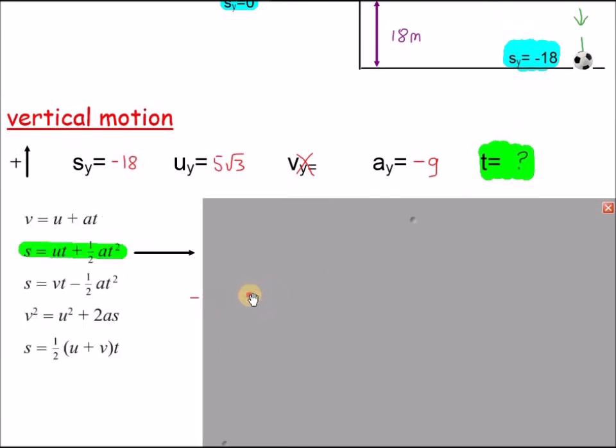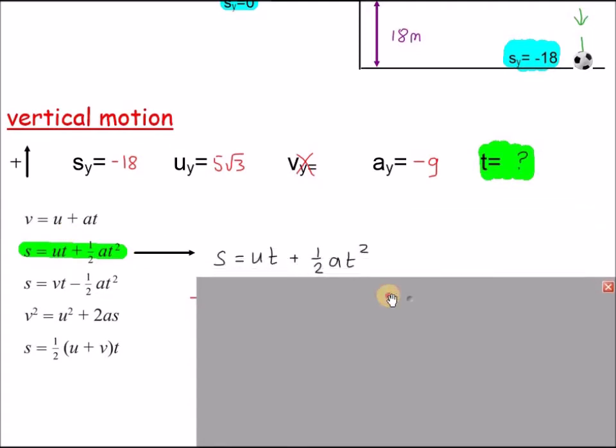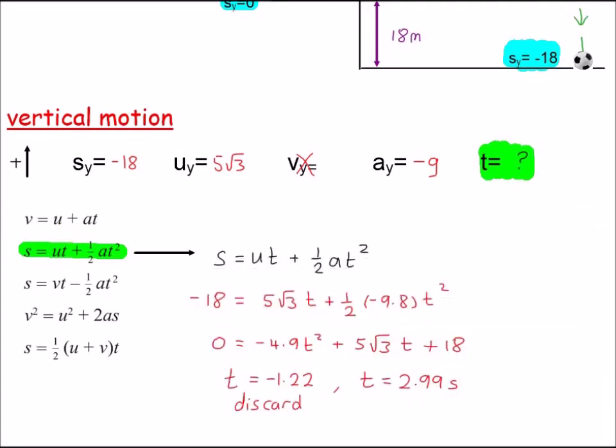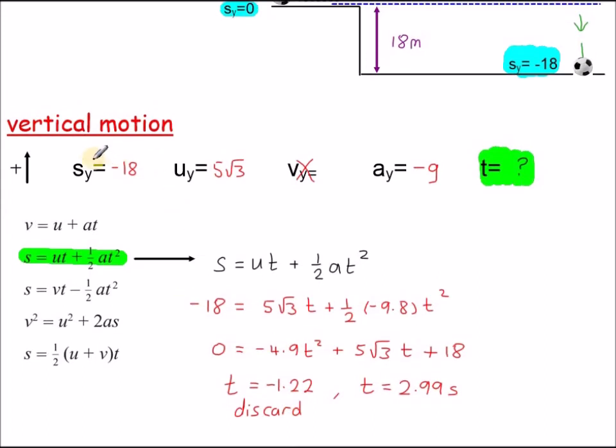So SUVAT formulae, the one without v, because we've crossed out v: s equals ut plus half at squared, and then we just substitute the values in, and we've got 2 values for t. 2.99 seconds, that's the one we're looking for. t equals minus 1.22 seconds is nonsense, we discard it. Again, use subscript notation here, but it's not necessary at this stage.